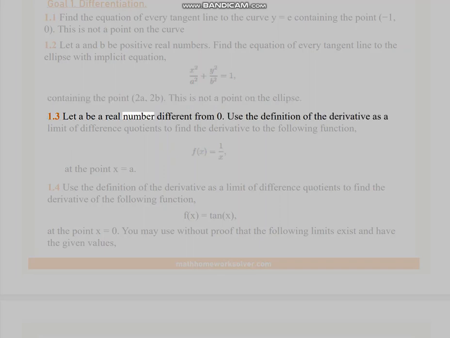1.3 Let a be a real number different from 0. Use the definition of the derivative as a limit of difference quotients to find the derivative of the following function at the point x equals a.